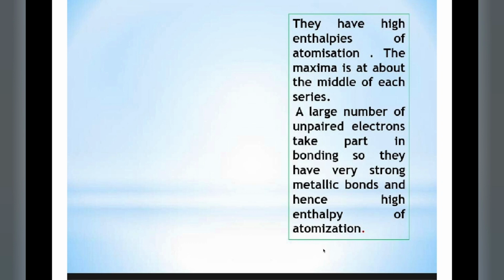Now, they also have high enthalpies of atomization, and you can see that the maximum will be at the middle of each series. Due to the large number of unpaired electrons taking part in bonding, they have very strong metallic bonds, so they have high enthalpy of atomization.